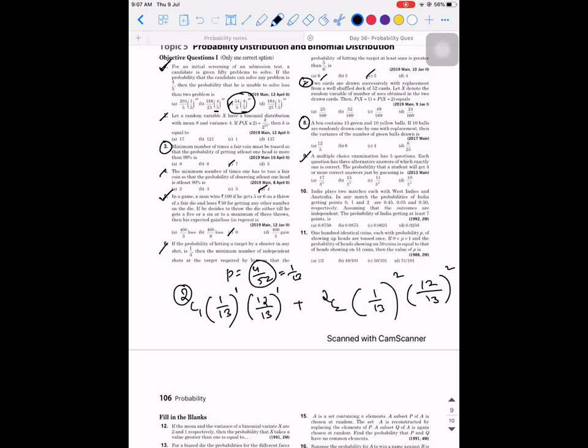A multiple choice examination has 5 questions. Each question has 3 alternative answers, of which exactly one is correct. The probability that the student will get 4 or more correct answers.